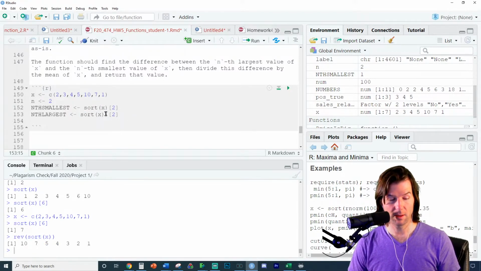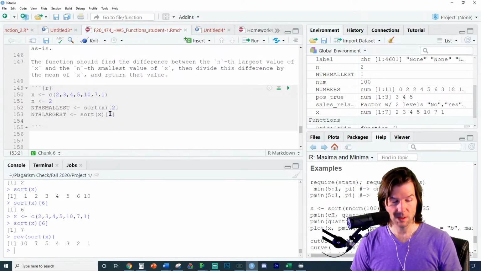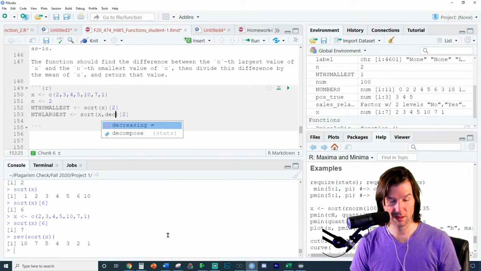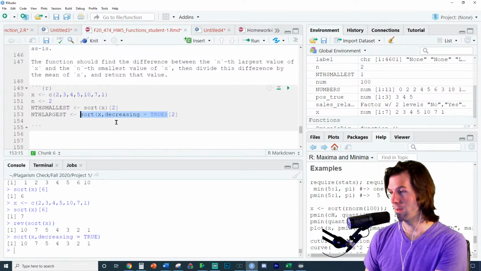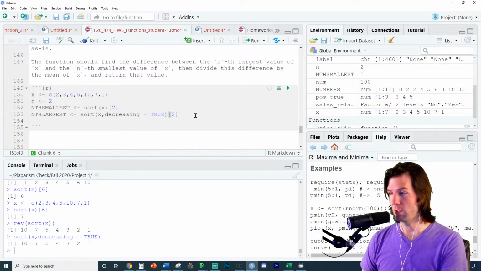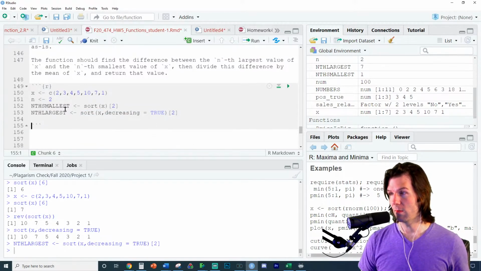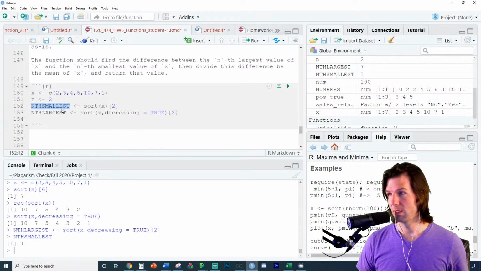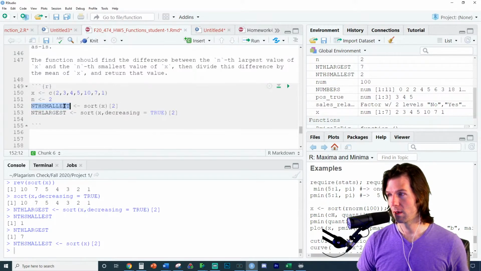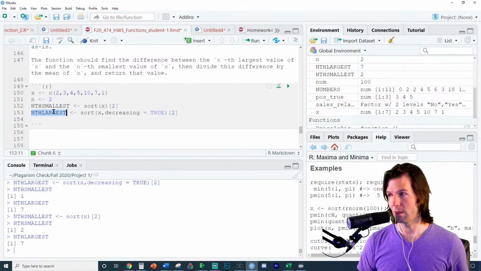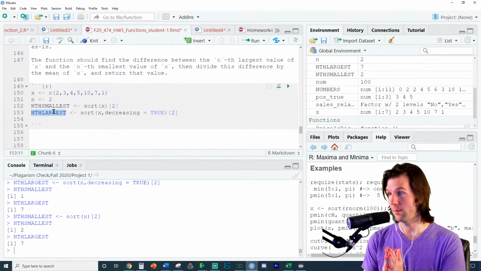I wasn't thinking of that at first, though, because I can go here and go to decreasing equals true, and that'll do the same thing, and we get the same thing right there. Now notice what's in position 2 is the second largest, so now we have the nth largest. Did I store? I didn't run this, so it didn't store. We have the nth smallest, and we have the nth largest. Is this making sense, Emily, that we now have isolated those values?